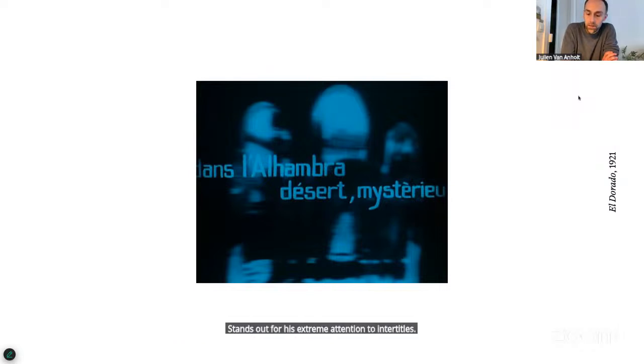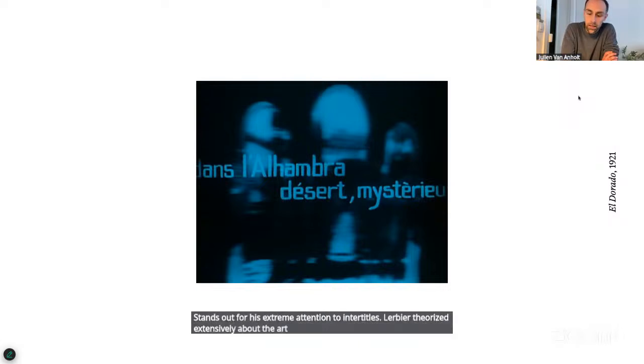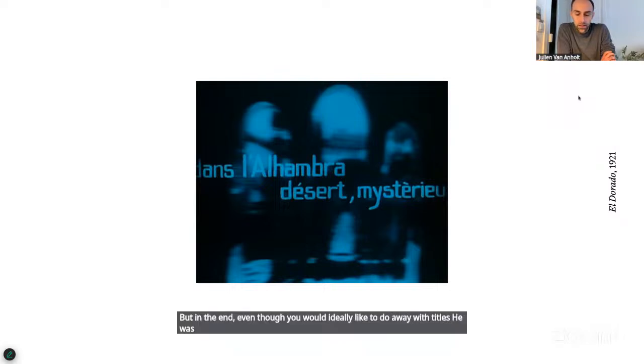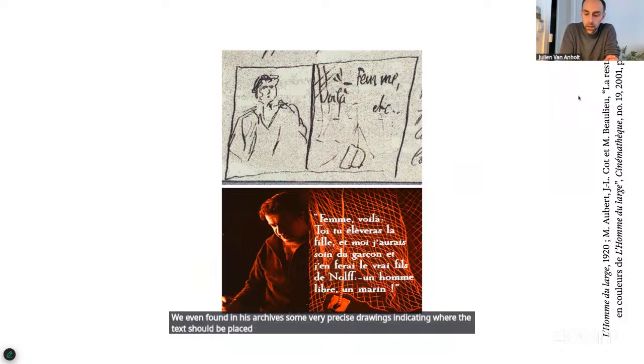L'Herbier theorized extensively about the art of filmmaking and, like his peers, he was wary of intertitles for fear that the act of reading would replace the act of seeing. But in the end, even though he would ideally like to do away with titles, he was quite pragmatic and decided to work meticulously on the composition of his titles. We even found in his archives some very precise drawings indicating where the text should be placed, how the text should be typeset, and so on.